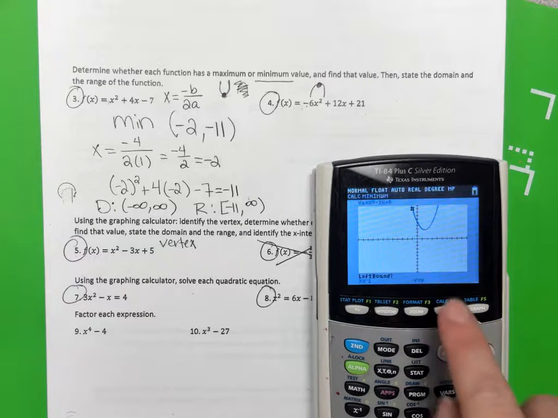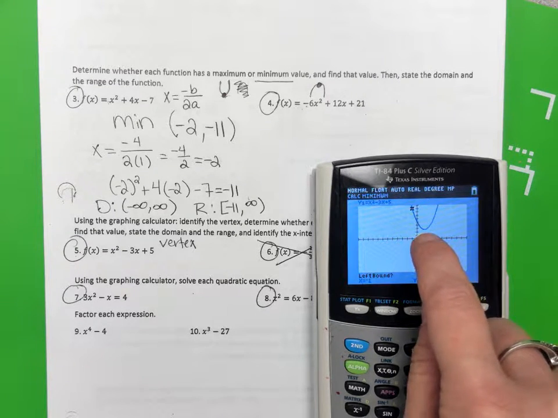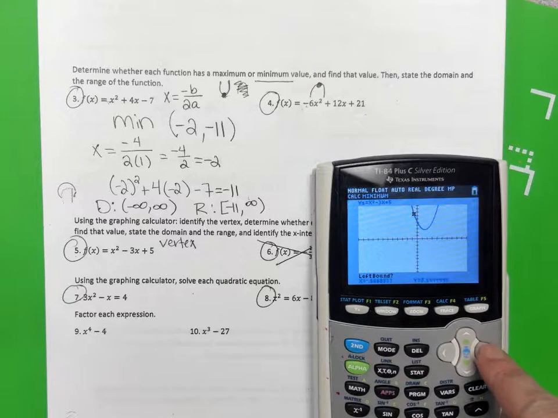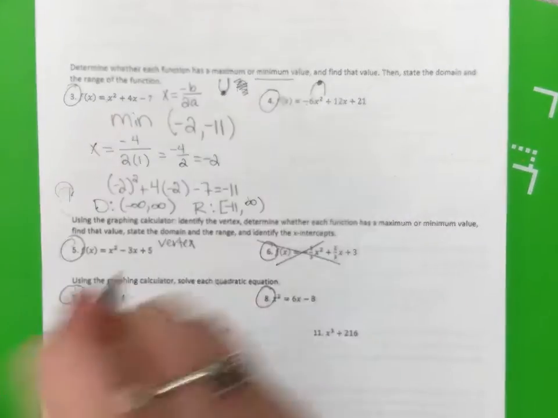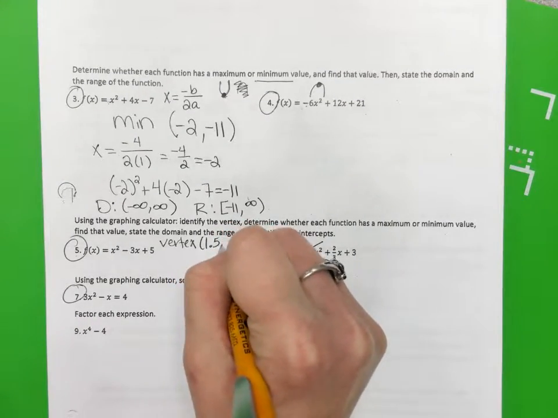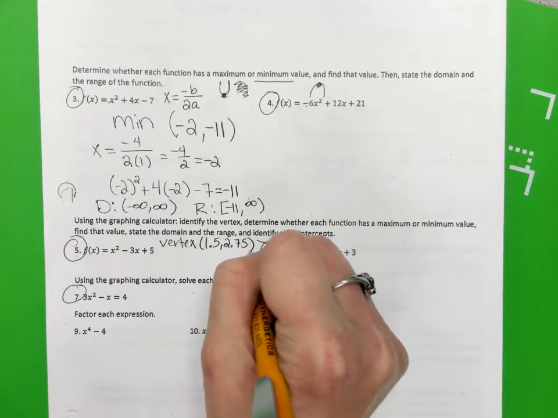Yep. Okay, so this time we're finding the vertex right here in the middle. We're going to go somewhere on the left side of that curve. It doesn't matter where. Hit enter. Then go somewhere on the right side of that curve. It doesn't really matter where. Hit enter. And then hit guess. What does that say? 1.5 and 2.75? All right, so that's all you do. You just write that down. Vertex: 1.5 and 2.75.